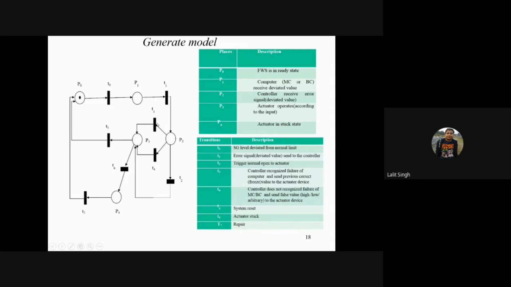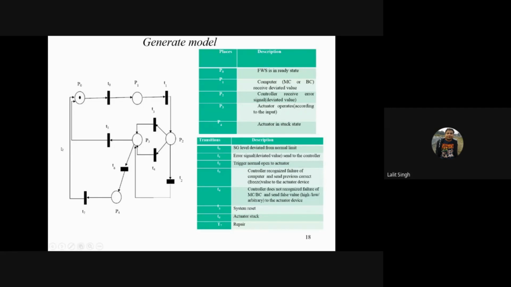One is T3, which represents that the controller recognizes the failure of the computer, meaning the computer has been influenced by some virus. So it will not actuate the actuator, rather it will send the previous correct values or the frozen value to the actuator device. And T4 is the controller does not recognize the failure and sends the false value. So it fails to recognize that there is some deviation or some attack. If it fails, then definitely it will send a false value to actuate the device.